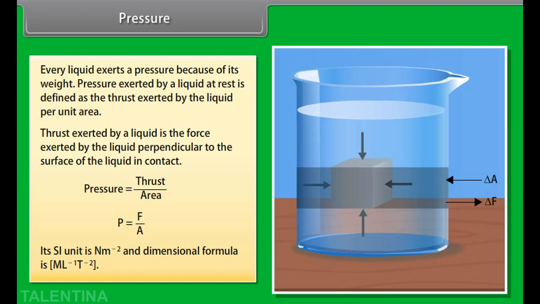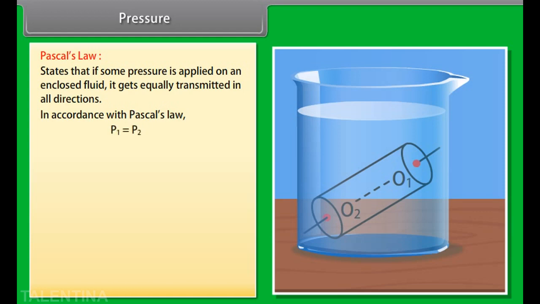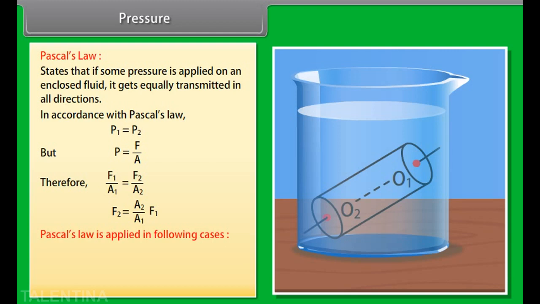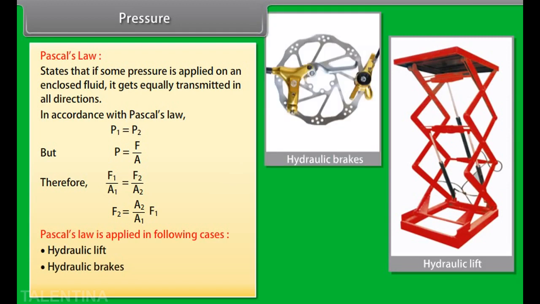Its SI unit is newton per square meter and its dimensional formula is ML^-1 T^-2. Pascal's law states that if some pressure is applied on an enclosed fluid, it gets equally transmitted in all directions. In accordance with Pascal's law, P1 = P2, but P = F/A. Therefore, F1/A1 = F2/A2. It gives F2 = (A2/A1) F1. Pascal's law is applied in the following cases: hydraulic lift, hydraulic brakes, and hydraulic press.